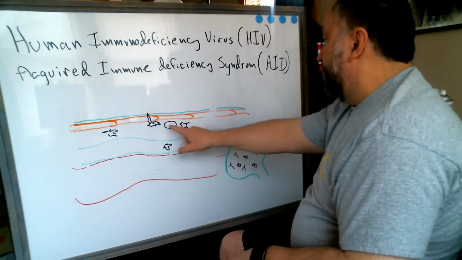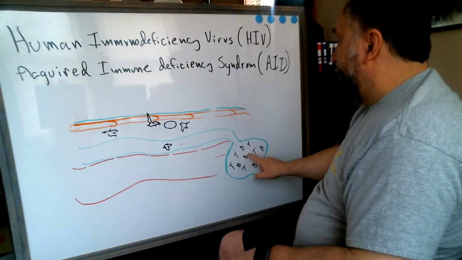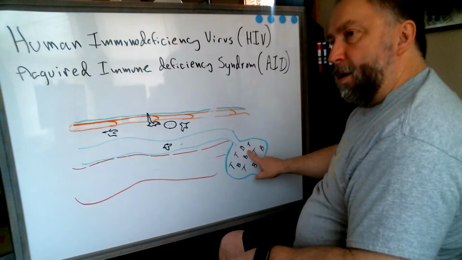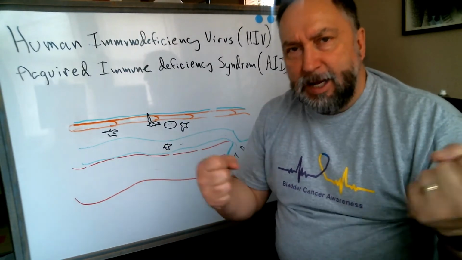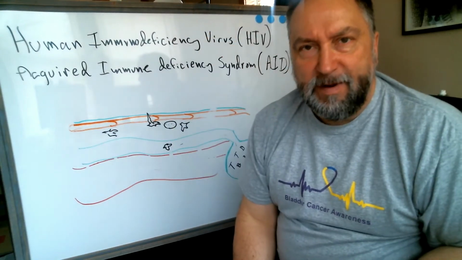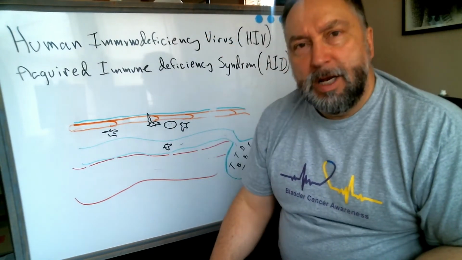So now this dendritic cell gets down here into the lymph node, and it presents itself. It's got this bad guy, chopped him all up, put a chunk of him on his back, and went down to the nearest lymph node.